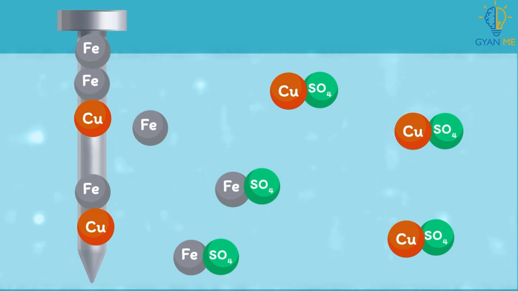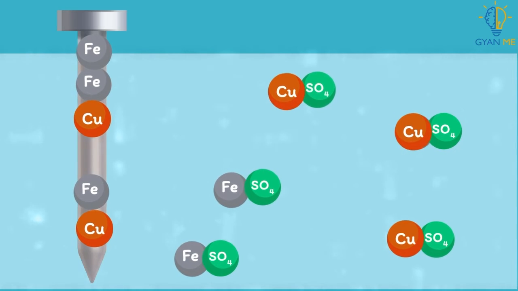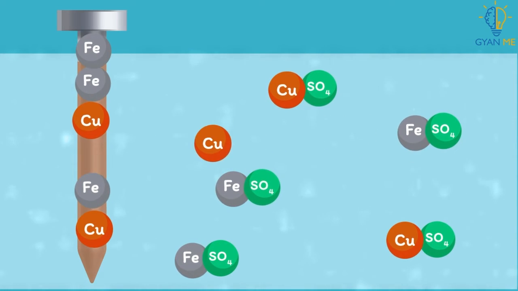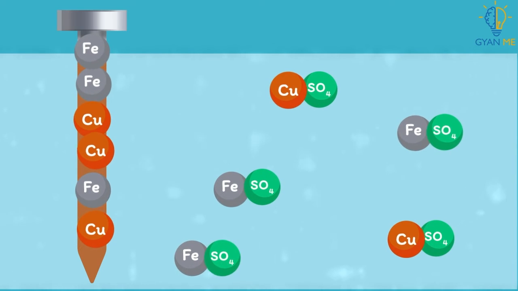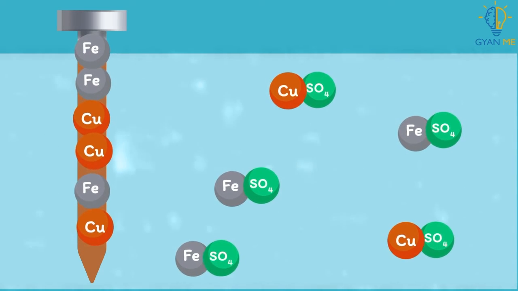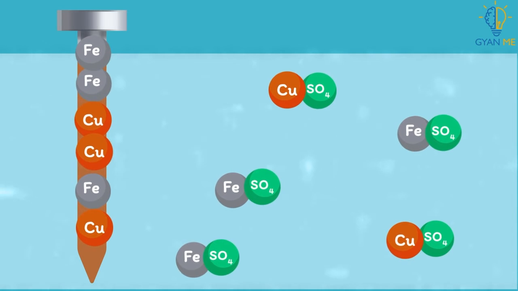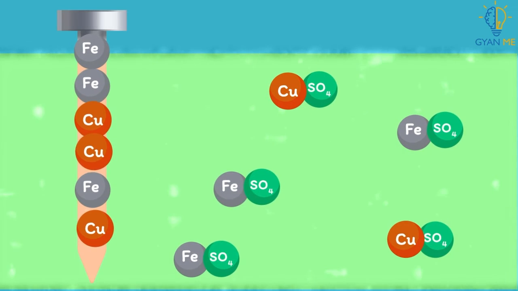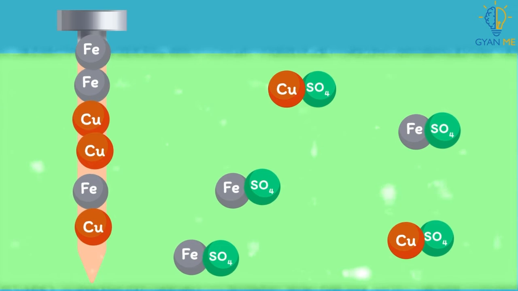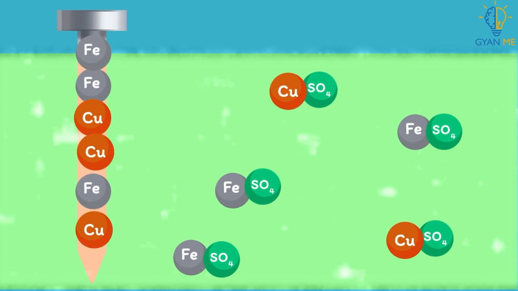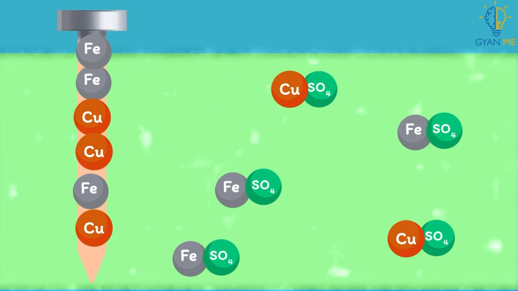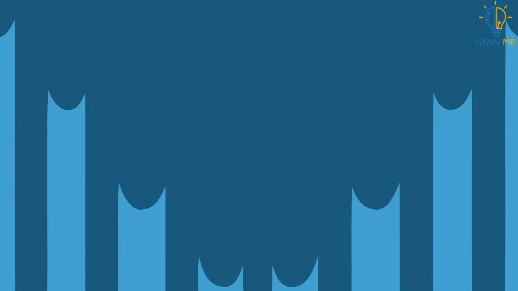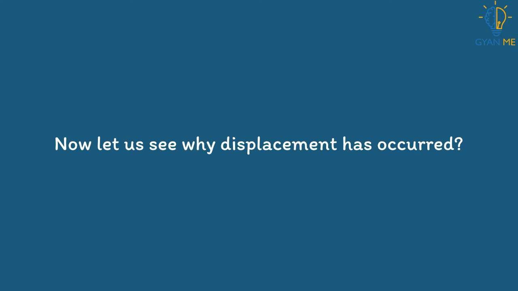And the displaced copper has got deposited on the iron nail, and accordingly the color of the nails has turned brown because copper is brownish in color. Similarly, the color of copper sulfate, which is blue, has turned pale green because the color of iron sulfate is pale green. Now let us see why displacement has occurred.